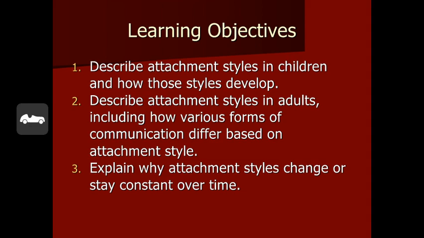So by the end of this, you will understand attachment styles in children and how they come to be, how those attachment styles influence adults and the way that they form romantic relationships based on their attachment style. And we'll talk about some outstanding questions about attachment theory, such as, can it ever change? Does it ever change? And if it does, when?